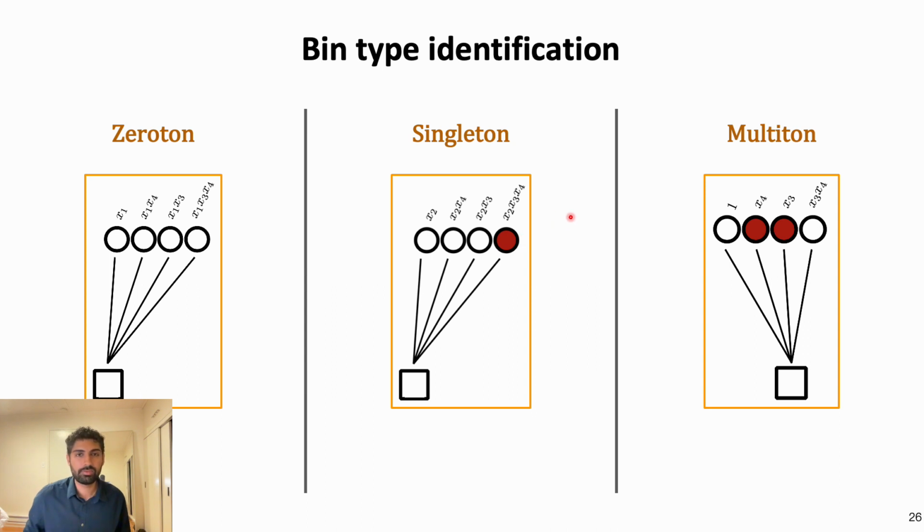And then finally, we have the multitons. These are ones that involve binnings of 2 or more non-zero Fourier coefficients. And we'll have to do some work with these before we can use them and turn them into singletons.